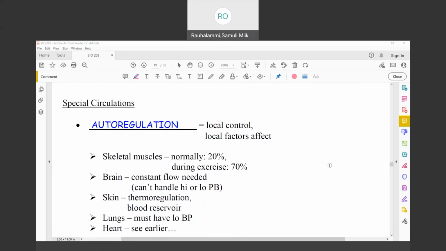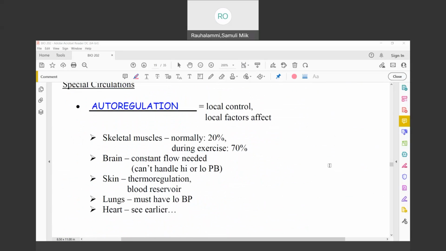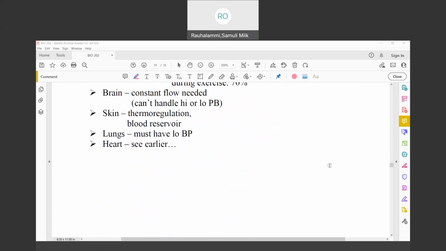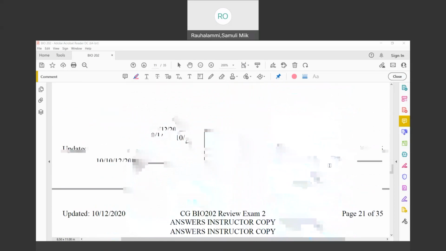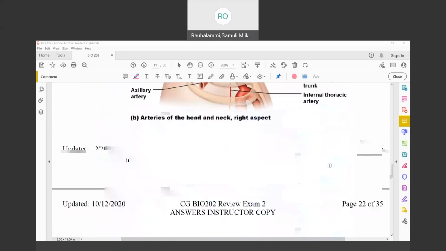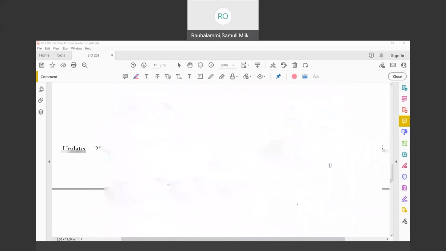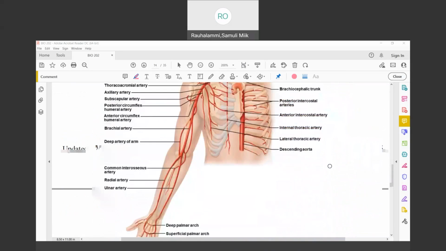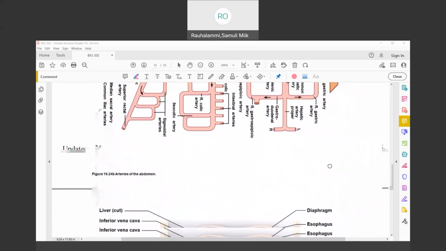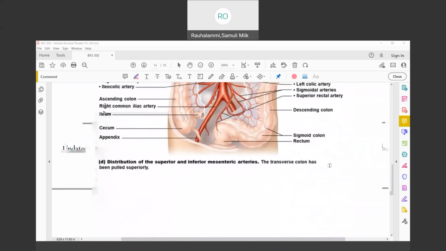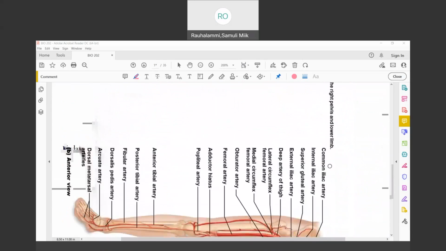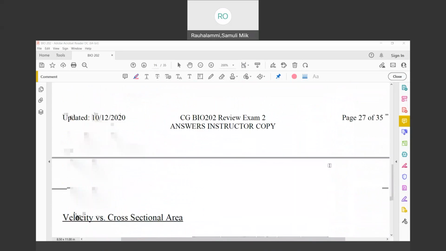And finally, the special circulations, I'll leave those for you to refer back to the lecture videos. I provided you a bunch of diagrams showing different kinds of circulations. These might be helpful for you as you are tackling the practical part of this week's exam. So I'll just leave them for you to have a look at independently.